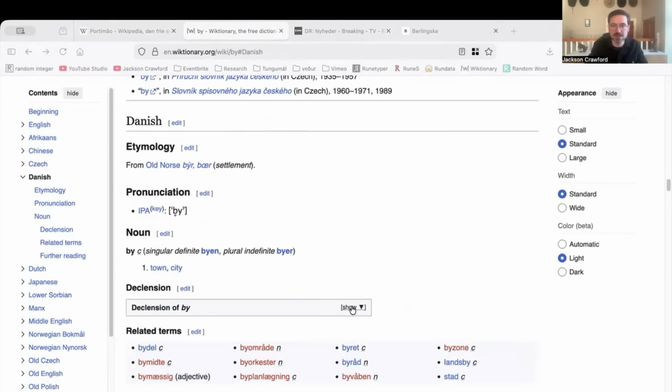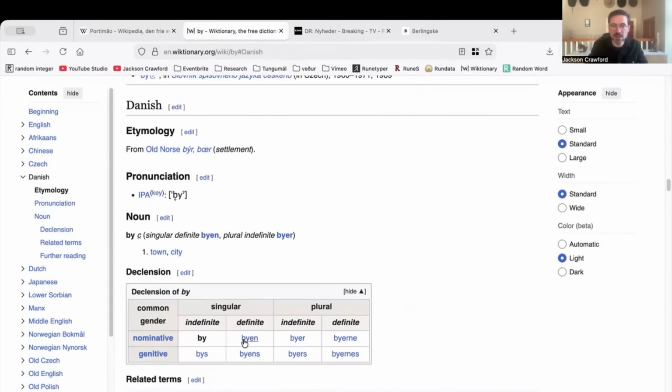Okay. You're also going to see if you click on declension, the definite form, the city, byen, the cities, byerne. You can also add an S, just like in English, to mean cities, right? So like the city's wall, this byens, not sure, I guess in Danish, probably neuter, if I had to guess. So that will help you a lot too.